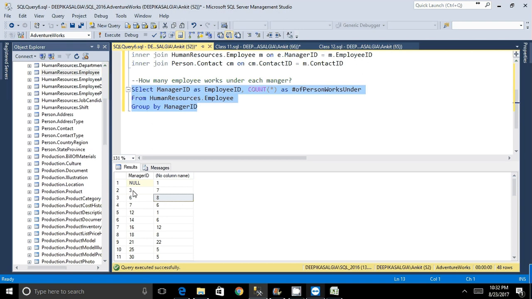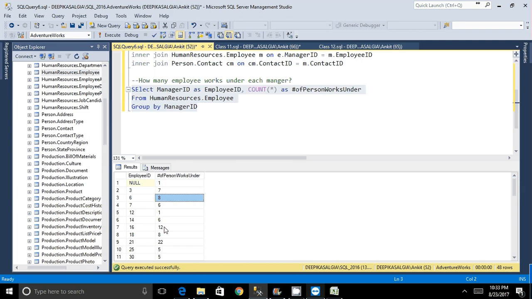Can you say employee ID 3 handles 7 employees, employee ID 6 handles 8 employees? Manager ID is nothing but an employee ID. Yeah, you can say. So you can say employee ID 3 handles 7 employees. The number of persons who work under employee ID 3 is 7. The number of persons who work under employee ID 6 is 8. Is that correct?